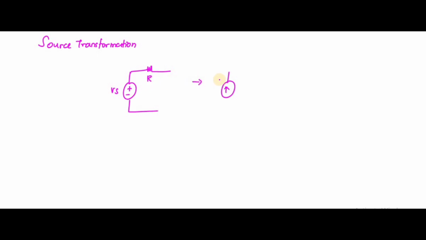In this video, we are going to discuss the topic called source transformation. It is a process of replacing the voltage source in series with the resistor into a current source, say in the node direction, in parallel with the resistor.